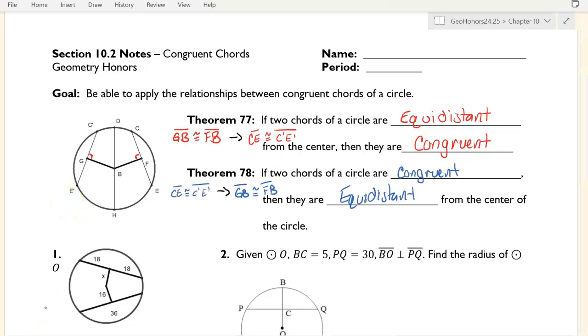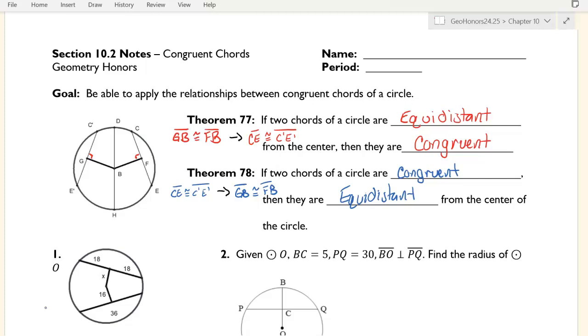And our second theorem is the converse of that. If the chords are congruent, so segment C prime E prime is congruent to segment CE, then I can conclude that they are equidistant from the center, or segment BG is congruent to segment BF. Those are the first two theorems.